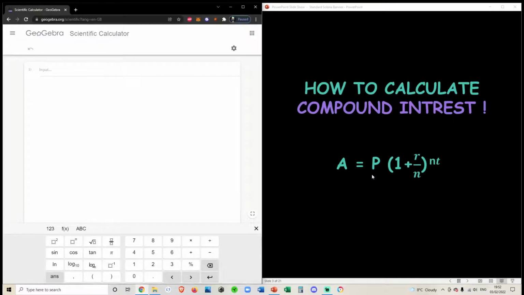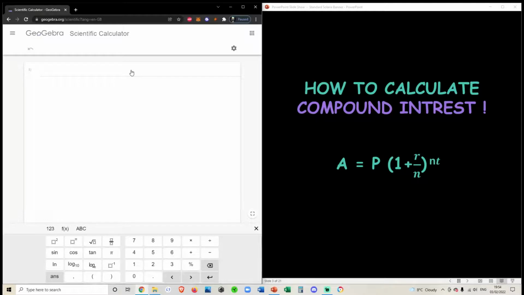P simply stands for the initial principal balance, and we had P as an example in simple interest. R over N simply stands for R being the interest rate divided by N, the number of times interest is applied per time period. And this is raised to the power NT. N meaning what it did before, the number of times interest is applied per time period, and T is the number of time periods elapsed. Now this may sound complicated, but let's put this into an example.